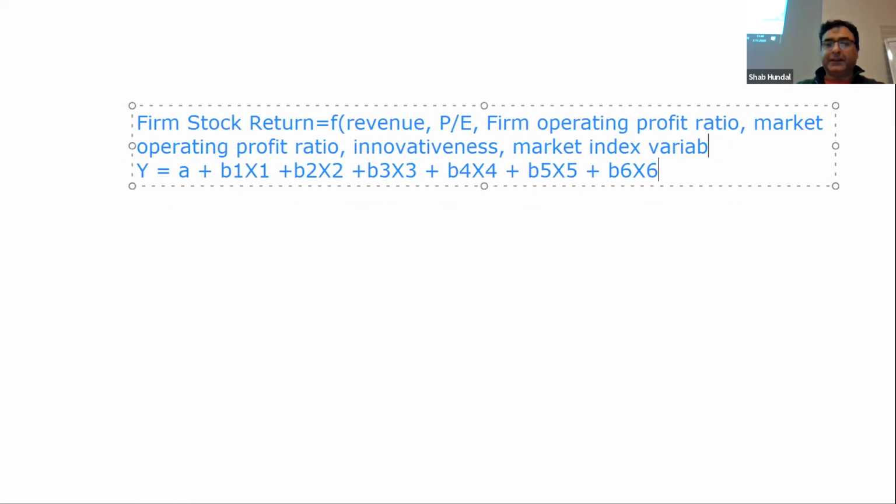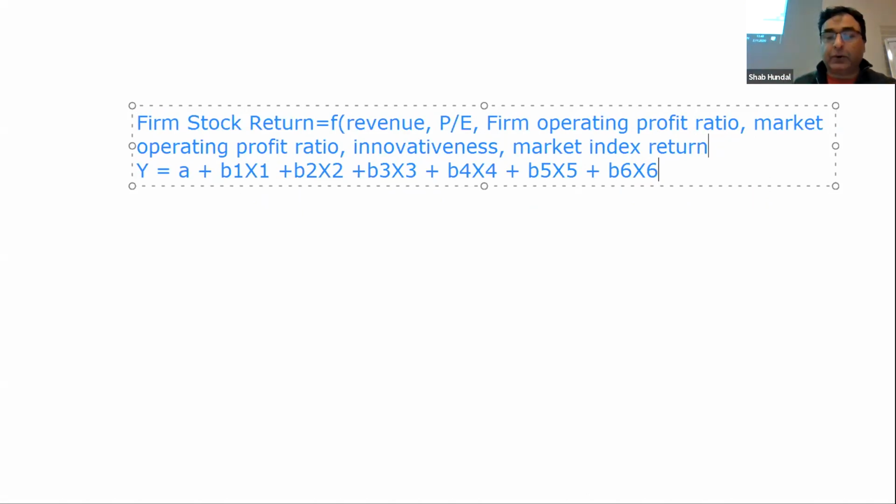Market index return, actually, it's not a variable. So we have all these 6 variables here. Remember, your dependent variable at one point of time can only be 1, but your independent variable can be many. So for example, if you have only one independent variable, we call it simple linear regression. But because we have many variables, I would say multivariate analysis.